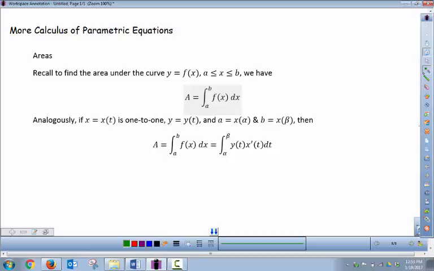Then is that x of t, or is it x prime? X prime.